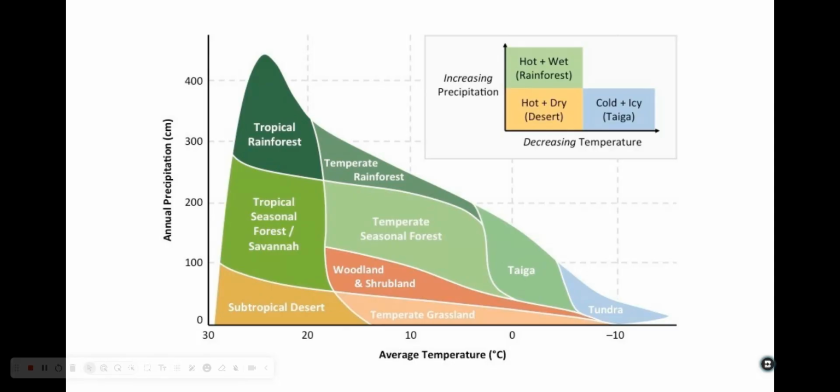So you've got the desert, the grassland, and the tundra along the bottom. Above that, you have the taiga and then the temperate forest. And then at the very top, you have the tropical rainforest. You do not need to know the distinction between a temperate rainforest and a temperate seasonal forest. We'll just, for the purpose of this class, typically call that a temperate forest.